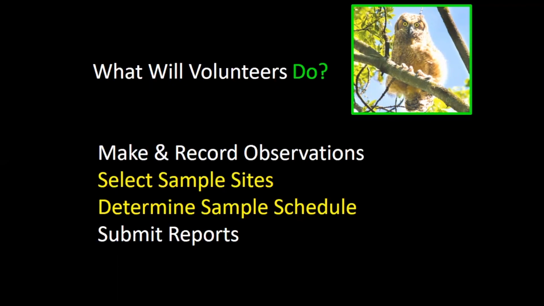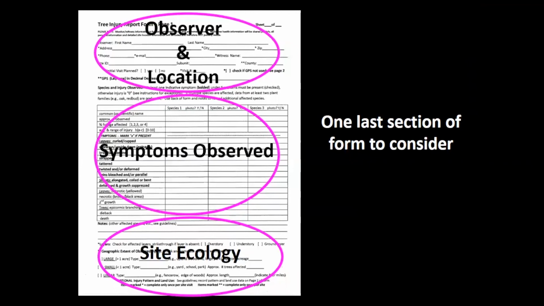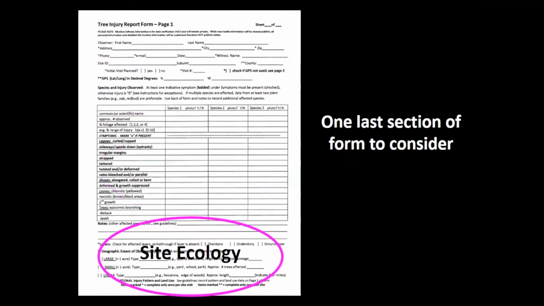Okay, so we've looked at selecting sample sites and determining the sample schedule. And we've looked at most of what making and recording observations is about. We have to go back to that for just a moment and look at one other item on the form. We've looked at the observer and location information and the symptoms. We haven't looked at this section on the site ecology. There are just three rather simple questions asked down there that require some data input.